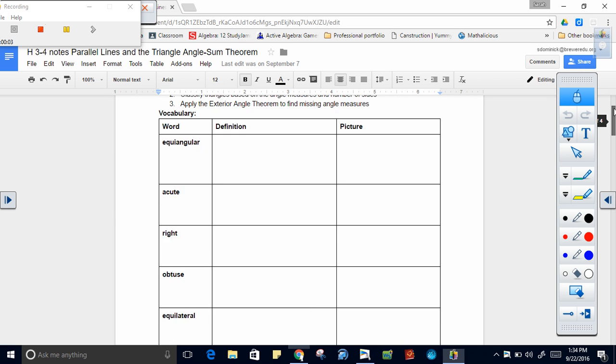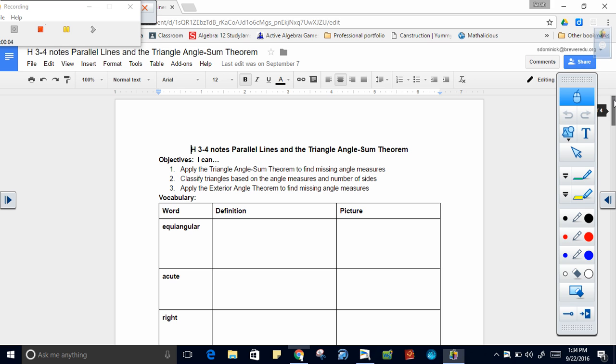Okay, so here are your 3-4 notes. For your objectives, for your learning targets for 3-4, you want to be able to apply the triangle sum theorem to find missing angle measures, classify triangles based on the angle measures and number of sides, and lastly, apply the exterior angle theorem to find missing angle measures.